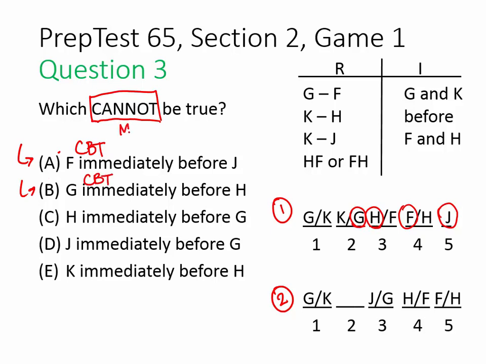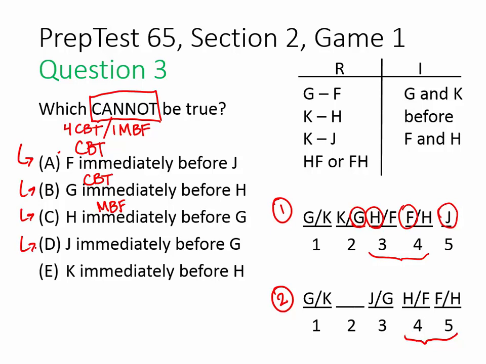Just to make my abbreviations clear, we are looking for 4 that could be true and 1 that must be false. Answer choice C, H immediately before G. Well, you'll notice up here, both of our H's come after our possible G spaces, and right here is the same story. So this one's looking pretty good. This one's looking like it must be false, but let's just check the remaining 2 to be sure.